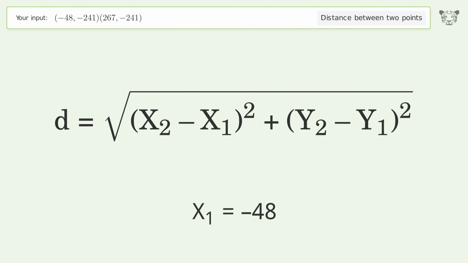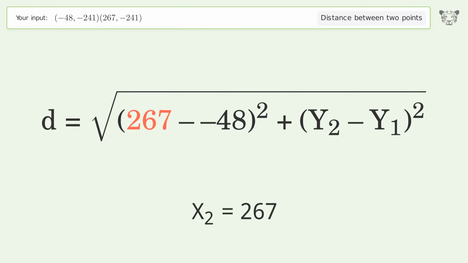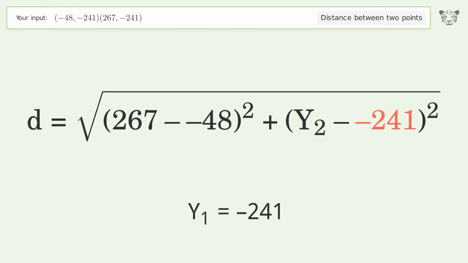x1 equals -48. x2 equals 267. y1 equals -241. y2 equals -241.